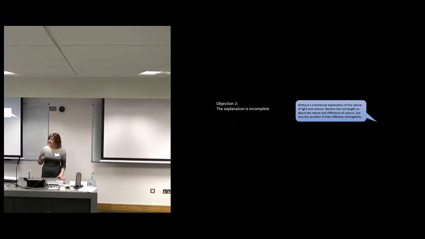That without a mechanical explanation of the nature of light and colours, Newton has not taught us about the nature and difference of colours, but only the accident of their different refrangibility. Newton's response to this is to draw a distinction between hypotheses and theories. Again, he goes methodological at this point.